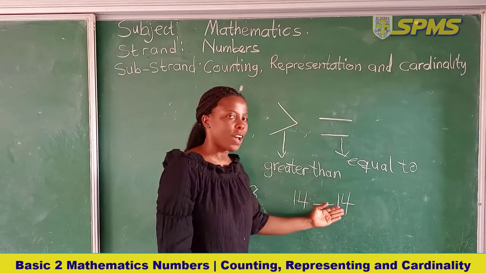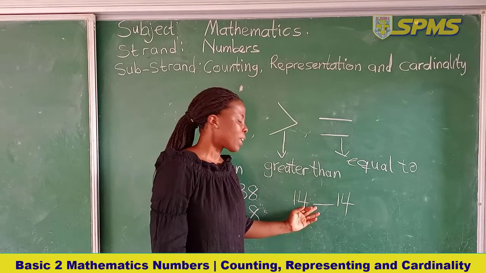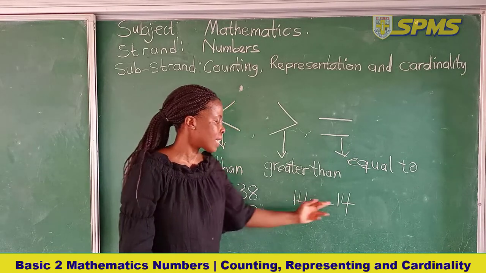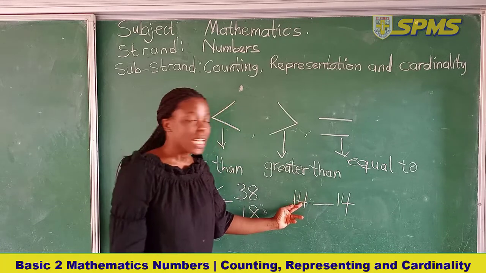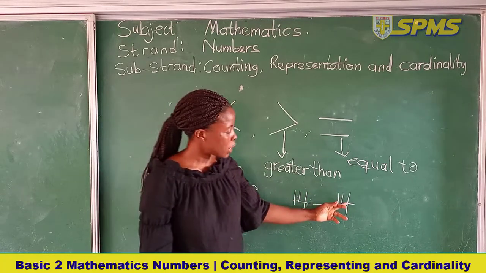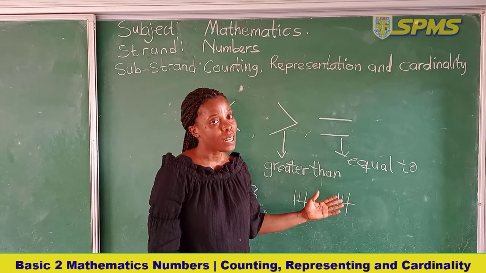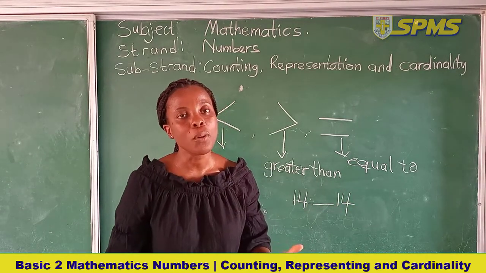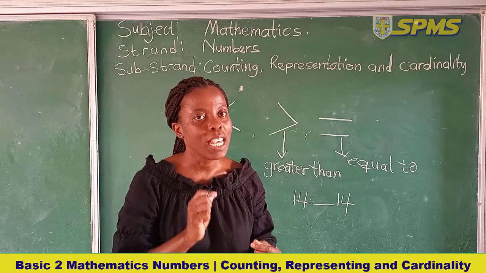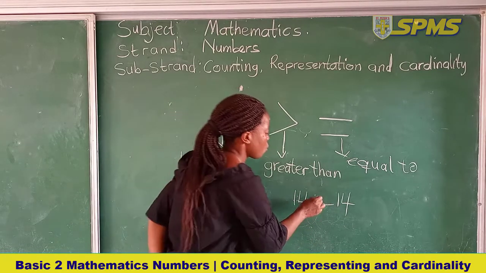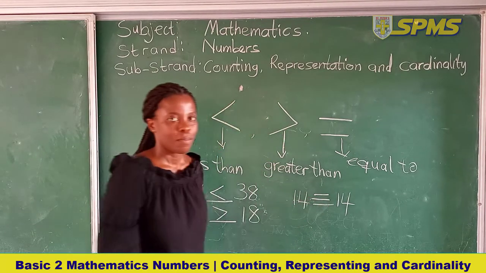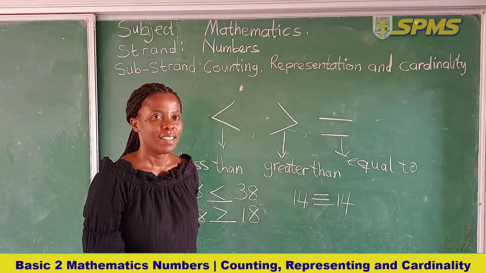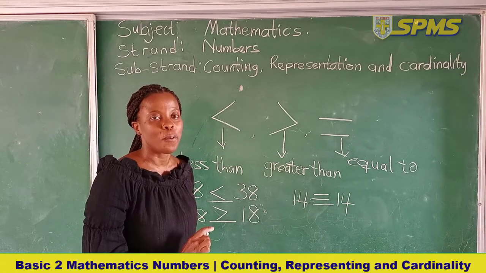I have two numbers over here. Look at them carefully. The tens of this is 1. The tens for this one is 1. The ones for this is 4. The ones for this is also 4. So you tell me that they are the same. So if two things are the same, what is the symbol that we use? We'll use the equal to. So I'm going to put this there. We are done. Very easy.